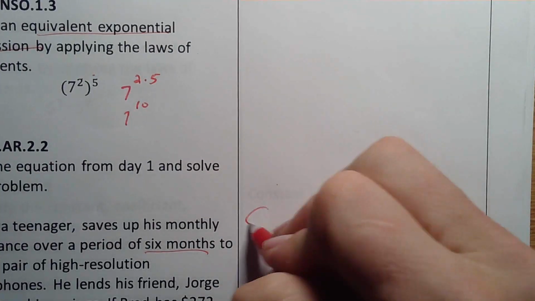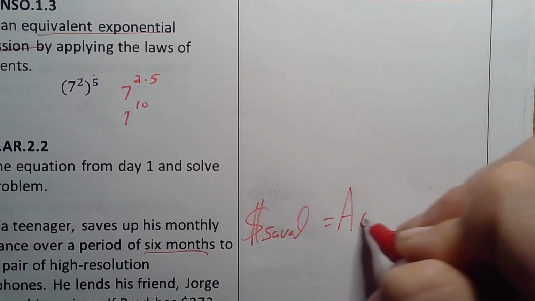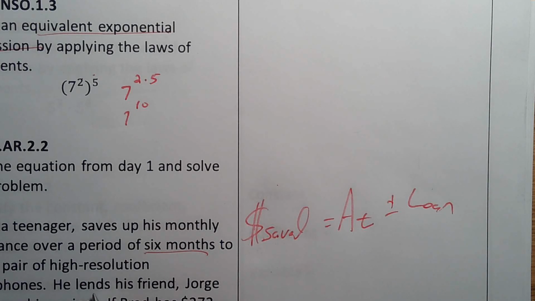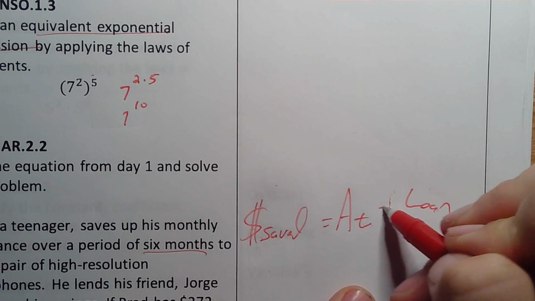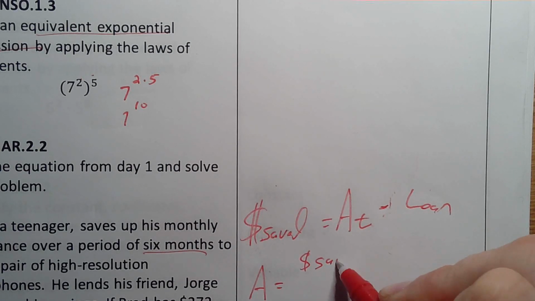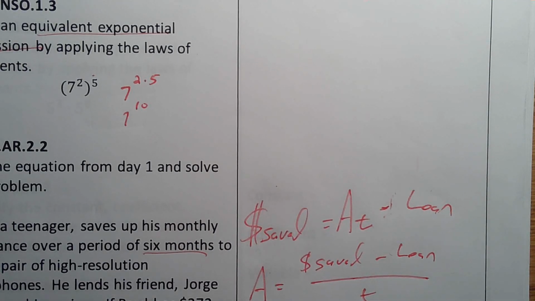Okay, so the money saved equals your allowance times time plus or minus a loan. He lends his friend money, so it's going to be minus the loan. So the allowance equals the dollars saved minus the loan, divided by the time.